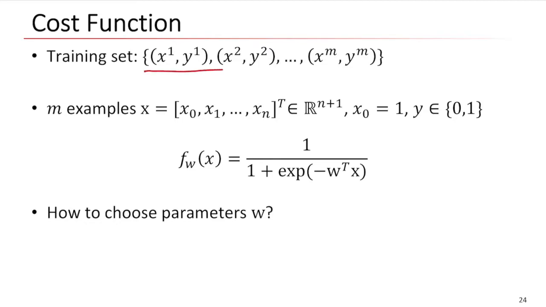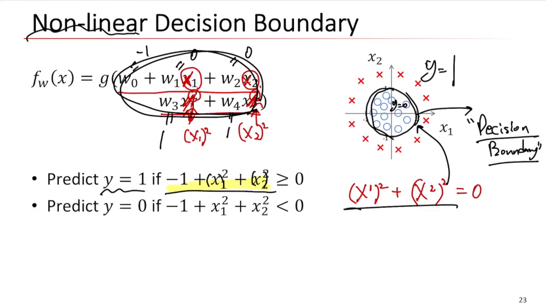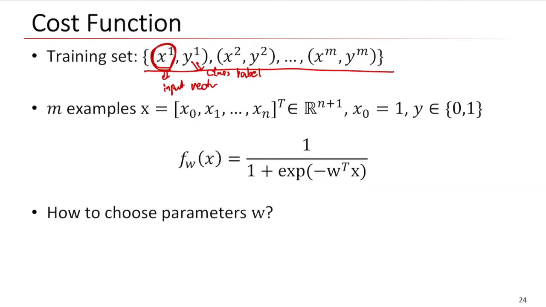Let's say we have the training set. X was the, let's say, input vector, and y is the class label, like this example. Let's say we have a training set like this with m examples, and each input vector x will be an (m+1) by 1 vector.